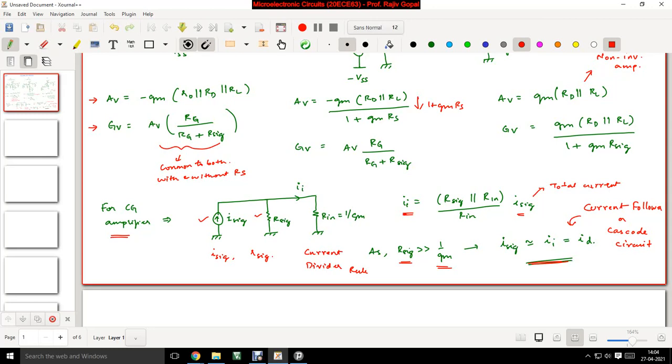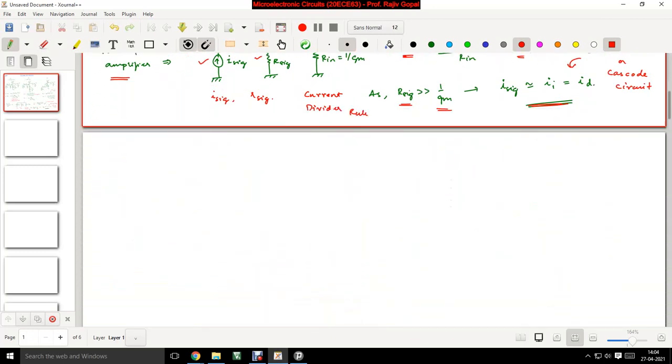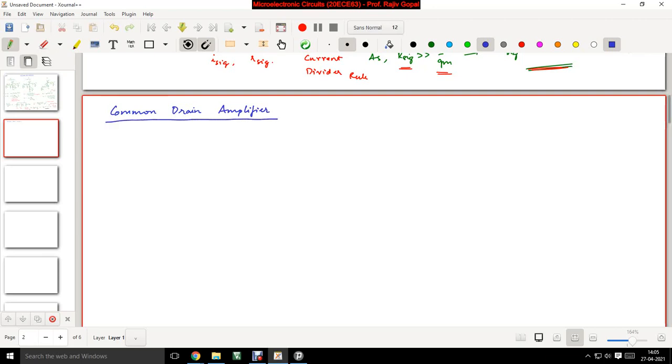So these are the three configurations we have studied so far. The one which is left out is the common drain amplifier, which we'll see now. Common drain amplifier. This is also called the source follower.